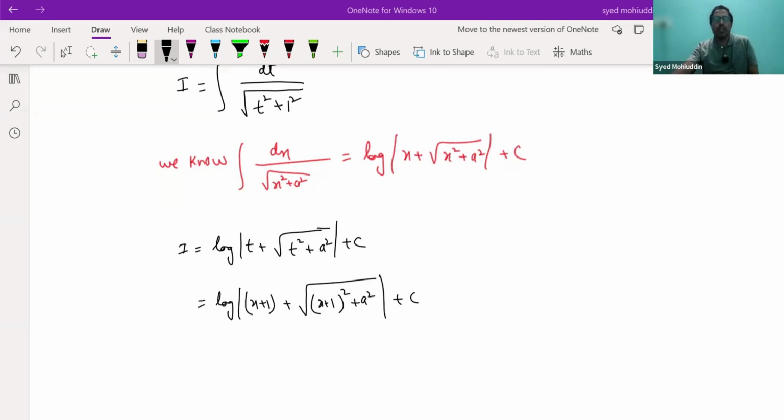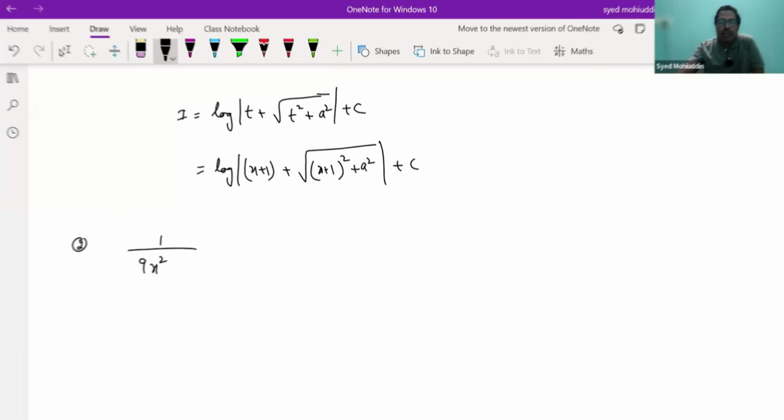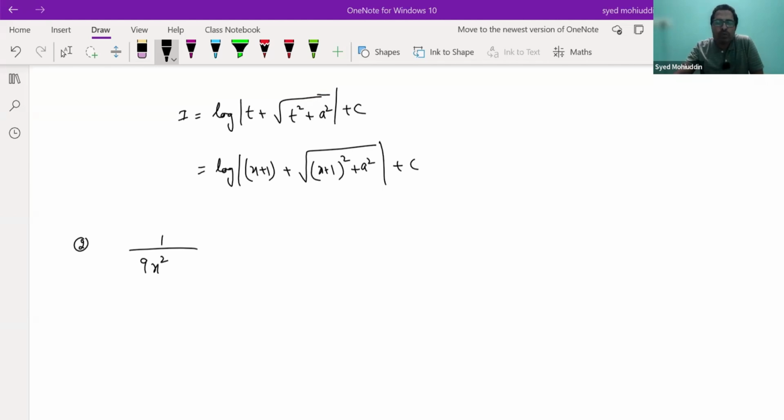Okay, let us continue with the examples. What is the next one? Without root. So the next example is without root: 1 by 9x square plus 6x plus 5. So we need to integrate this one. So let's just try to integrate it.